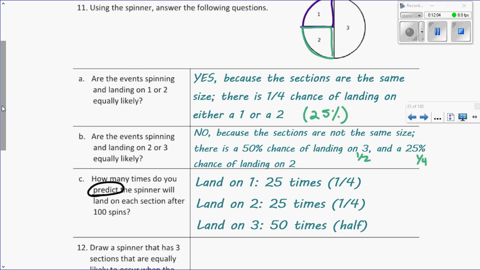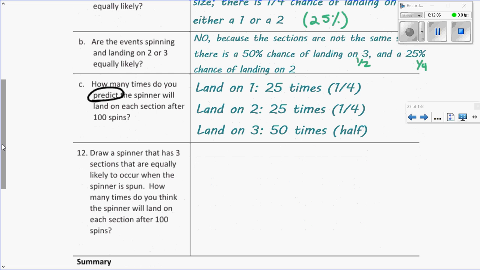Okay, now that doesn't mean it's going to happen. All right, that's just a prediction based on theoretical probability and the size of the spinner sections. Okay, again, 25 is 1/4 of 100, 25 is 1/4 of 100, and 50 is half of 100.